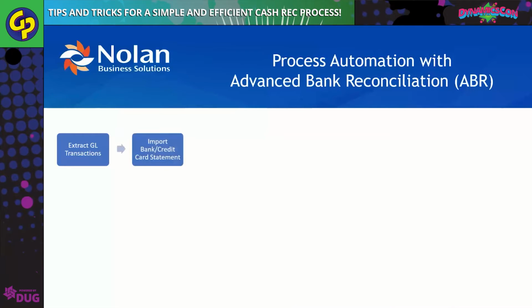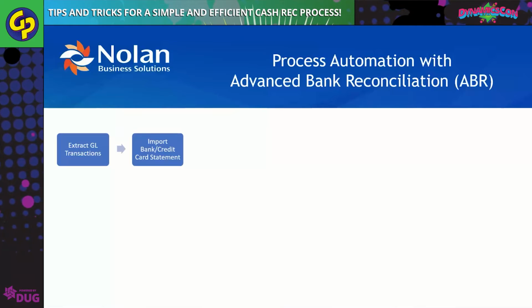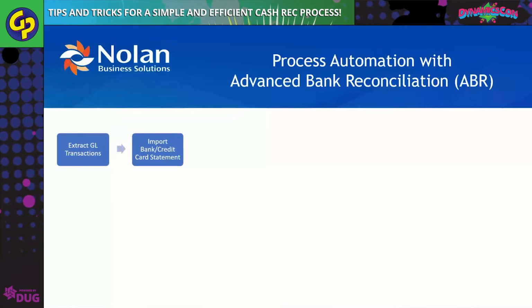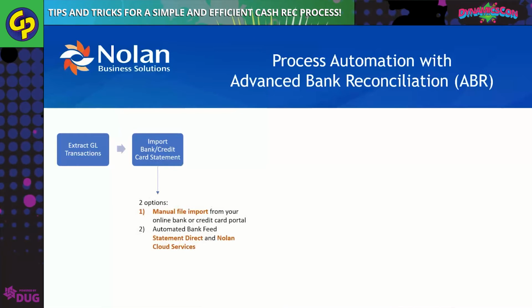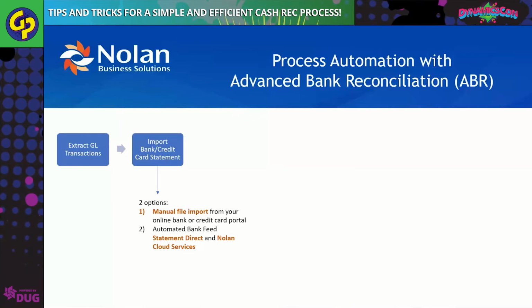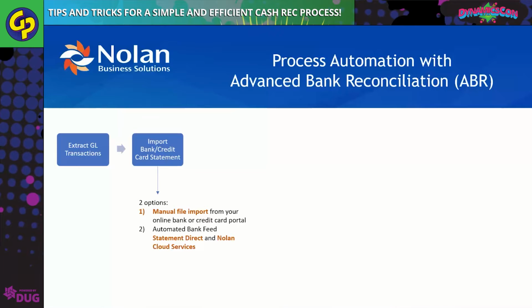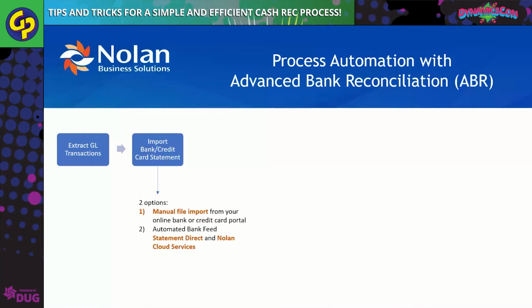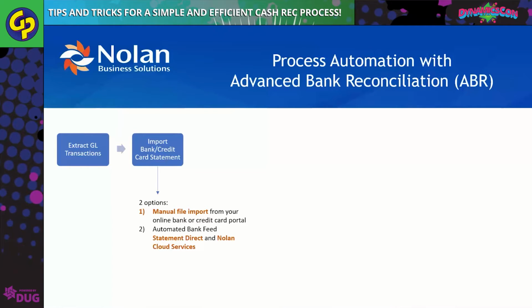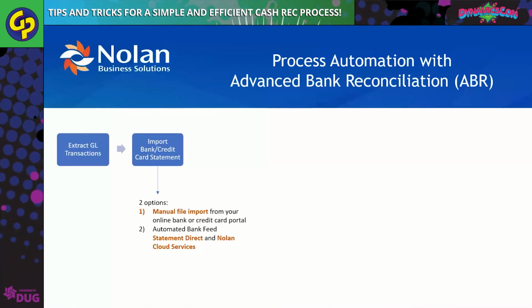Then, a few bank or credit card statement import options are available to you. You always have the option to manually import a consolidated bank file that you download from your bank portal in order to import all your bank accounts at once, saving you already a lot of time. And we support many file formats, including BAI and CSV, which are the most common ones that we encounter.